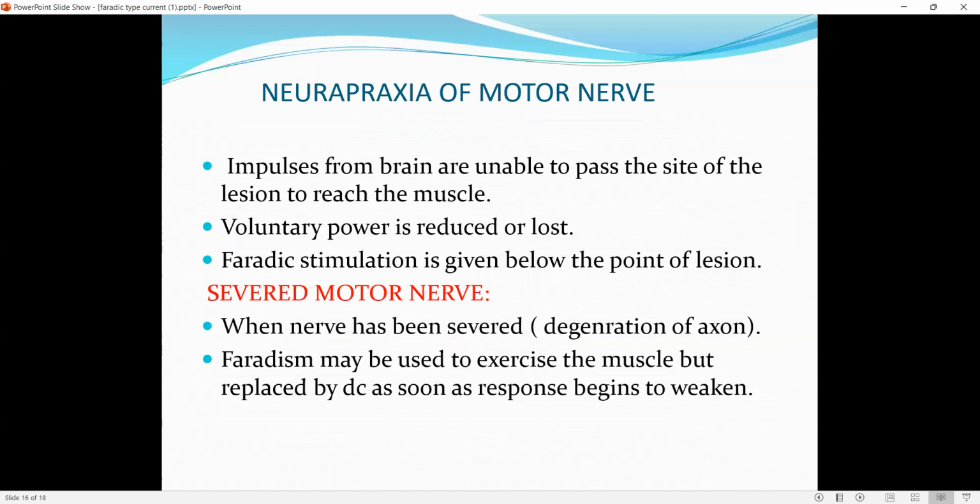Neuropraxia of a motor nerve. What is that? A neuropraxia of the motor nerve: impulses from the brain are unable to pass the site of the lesion to reach the muscle. Voluntary power is reduced or lost. Faradic stimulation is given below the point of lesion. In a severe lesion, when there has been degeneration of the axon, faradism may be used to exercise the muscle but is replaced by direct current as soon as the muscle begins to weaken.